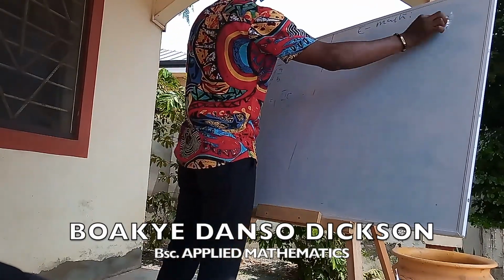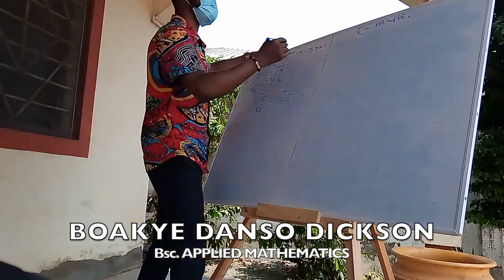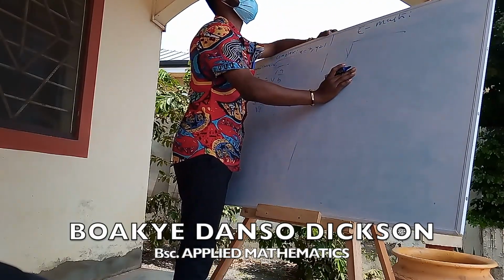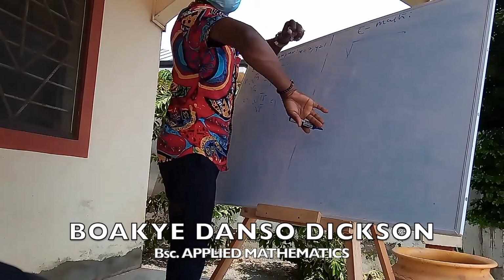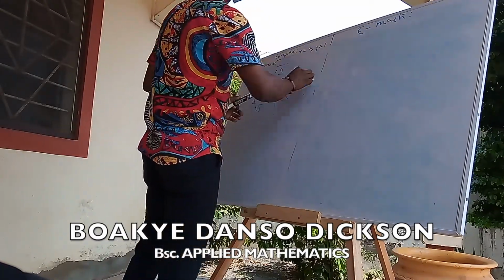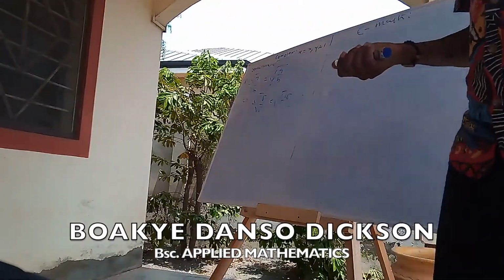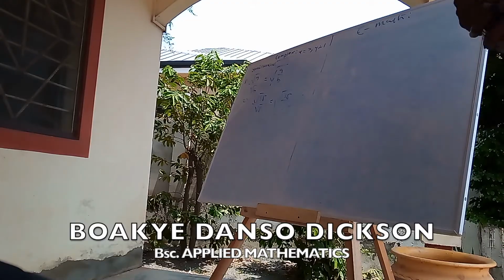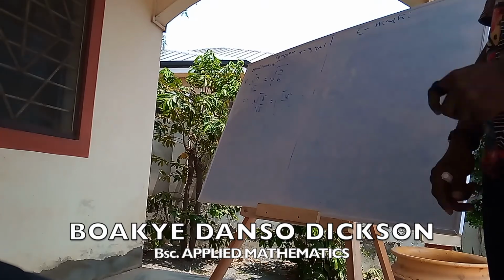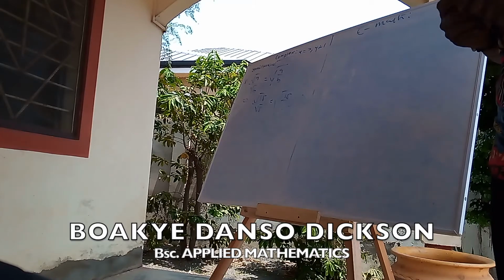Now addition and subtraction of surds. Additions and subtractions of surds. Now we can only add or subtract surds that are of the same form, or they are alike. Surds that are alike: 2 surds are said to be alike if they have the same number under the root sign.